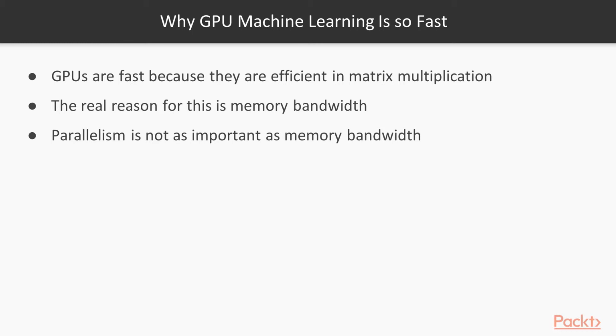But why is GPU machine learning so fast? They are fast because they are efficient in matrix multiplication. In the previous section, last video, you saw that the main construct of our deep learning algorithms is the matrix and the ND4J array. This is a construct that allows us to do scalar multiplication, subtraction, and so on. You saw that we can add two matrices together, for example. To do so, we need a lot of memory and good memory bandwidth. So the real reason for this is memory bandwidth. Parallelism is not as important as memory bandwidth.